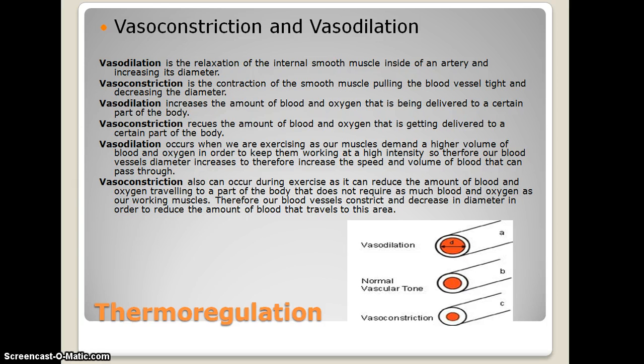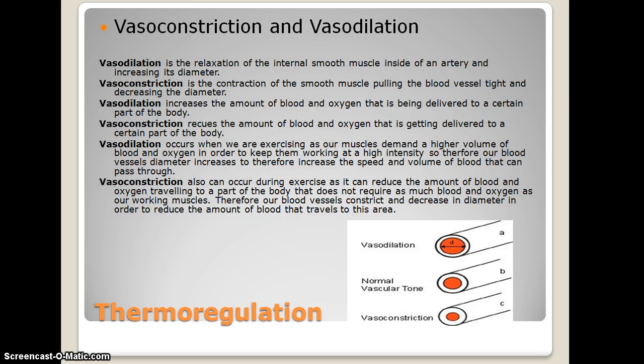So basically, if you look in the bottom right corner there, vasodilation is the top one. As you can see in the middle there, that little orange circle is the normal diameter inside an artery. And then at the top there you can see vasodilation. As you can see, the diameter is much wider, therefore increasing the amount of blood flow and oxygen that is able to pass through. So the blood can be delivered to muscles at a higher speed and at a higher pressure to allow our body to work for longer at a higher intensity.